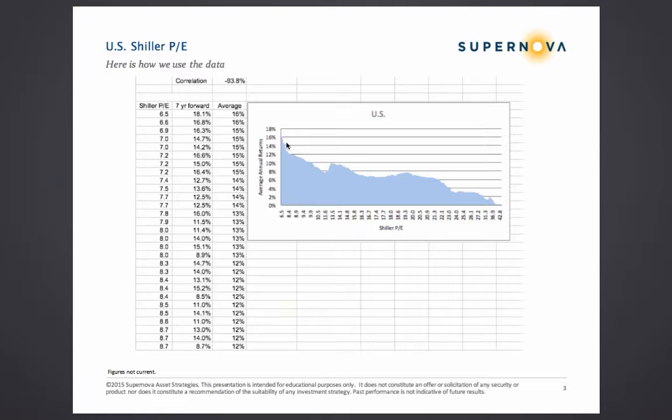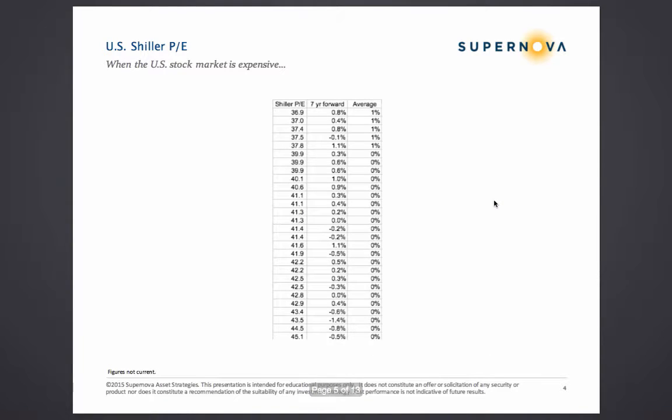When the stock market is cheap, forward returns are often strong. When the market is expensive, forward returns are often weak. But this is not a crystal ball, it merely gives an indication of odds. And here is data when the U.S. stock market is expensive. Forward returns on average are very low.